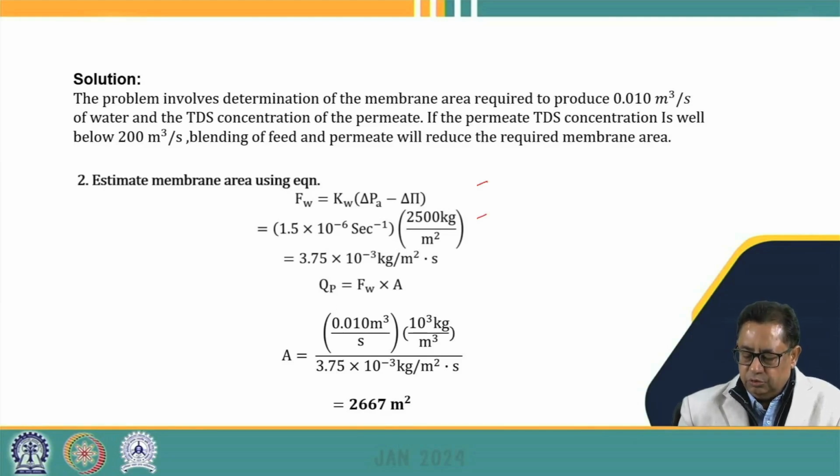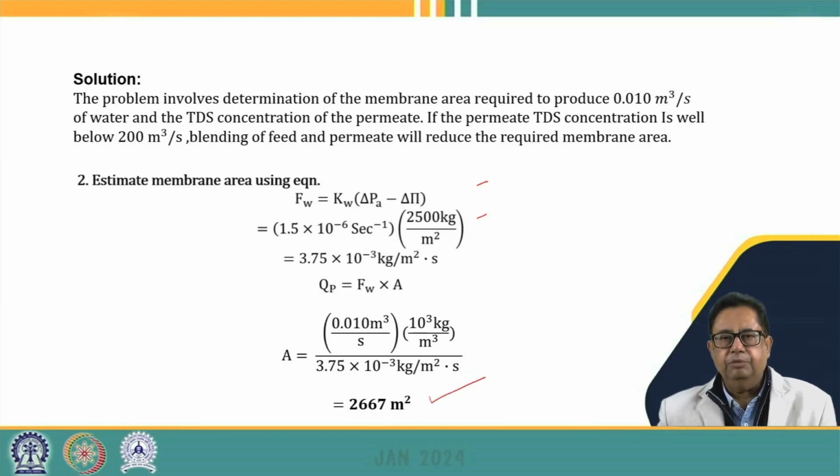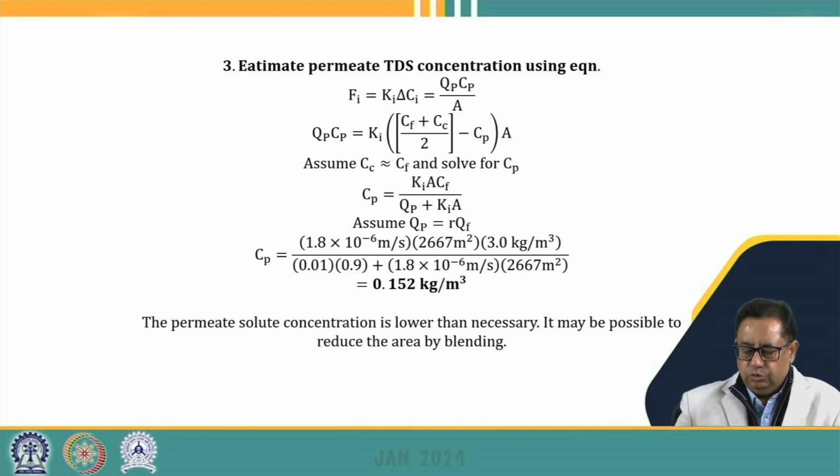And this is equal to Qp divided by A, that is, the flow of the permeate passing through the membrane divided by the area. Here the permeate that is going is 0.01 cubic meter per second, and then we can calculate the area from here, and this area comes out to be 2667 square meters.